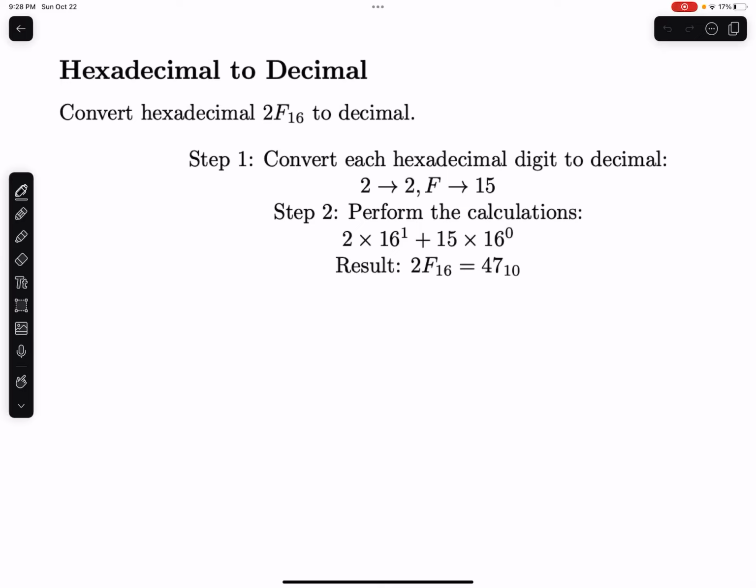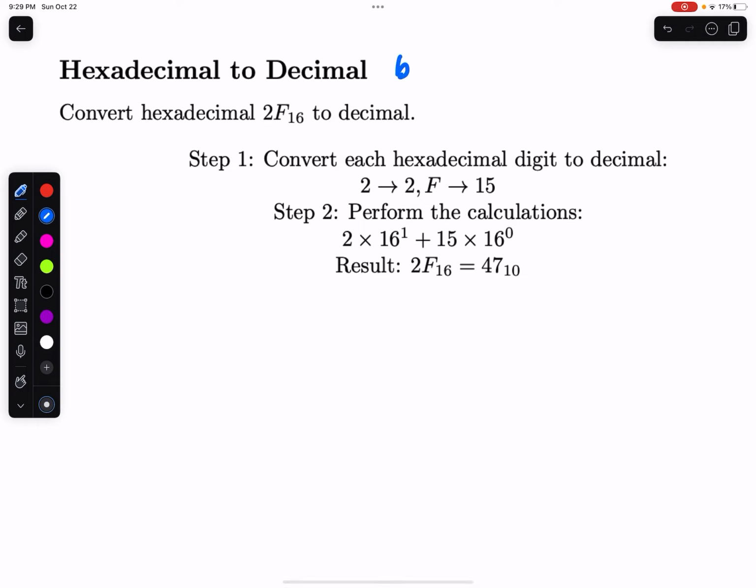Want to convert from hex to decimal, I will show you the way. So I have a bunch of examples here. I'll walk you through this one and then a bunch more. All right. So we have 2F. This is in base 16. We're going to go to decimal, as in base 10.